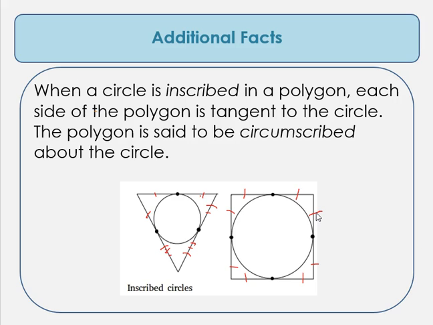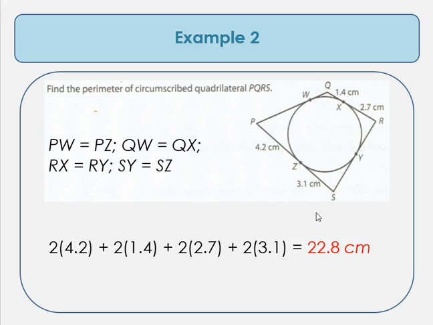So when a circle is inscribed inside a polygon, each side of the polygon is tangent to the circle. The polygon is said to be circumscribed about the circle. So we've had circles circumscribed about polygons. This is the polygon circumscribed about the circle.